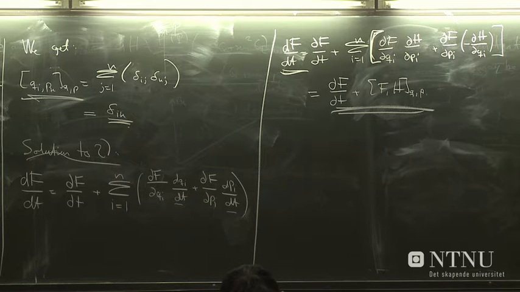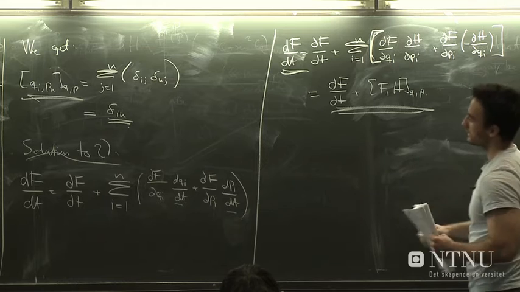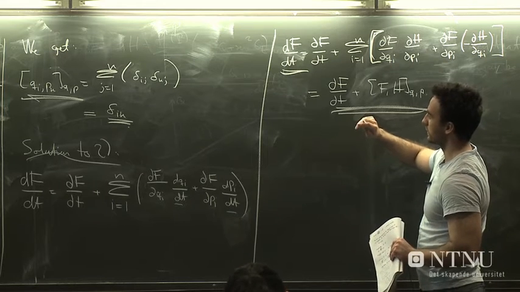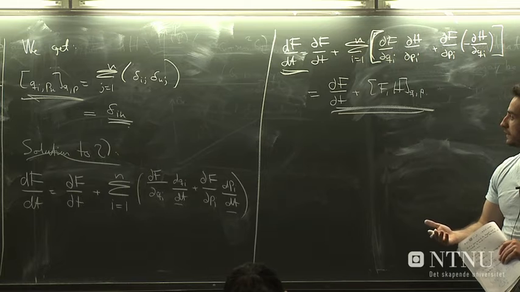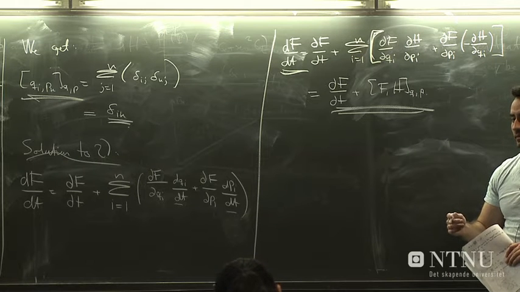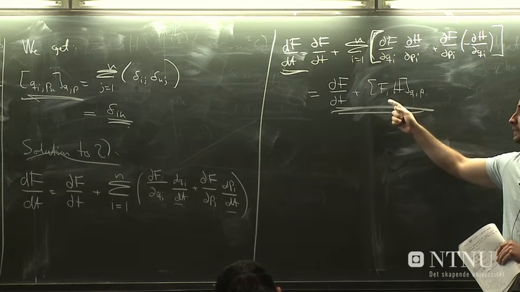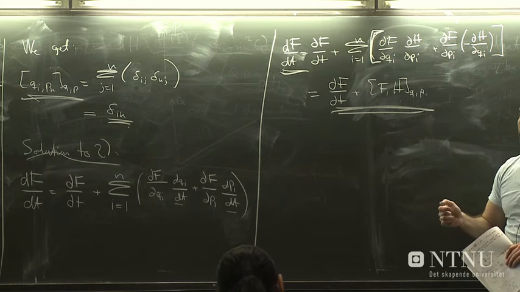Now let's have a look at what this means. Well, it means that if there's no explicit time dependence, if f is a conserved quantity, then this statement is equivalent to the Poisson bracket of f and H being 0.